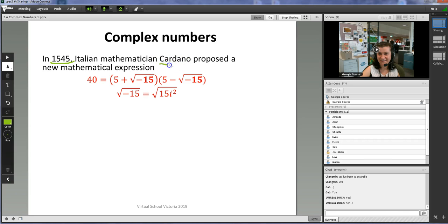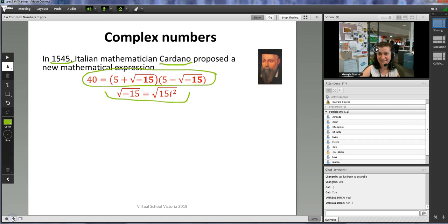And an Italian mathematician, Cardano, proposed that this was true. This is the difference of products. Can you see? So you're able to make 40 equal, open bracket 5 plus square root of negative 15, open bracket 5 minus square root of negative 15. It's funny. So this is the first time that complex numbers were documented, or first documented evidence of them in mathematics. So in effect, this Cardano mathematician is proposing that the square root of negative 15 can be found. It's actually an imaginary number, so it's equal to the square root of 15i squared.